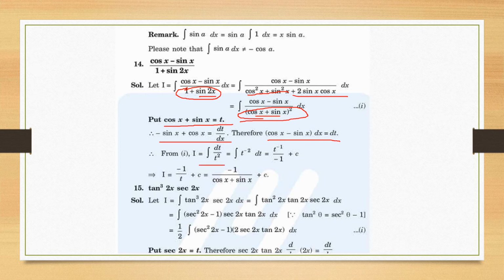So how to integrate? Take it to t raised to power minus 2 dt, and by power rule, t raised to power minus 1 upon minus 1 plus c, so it is minus 1 upon t, that is minus 1 upon (cos x plus sin x) plus c.